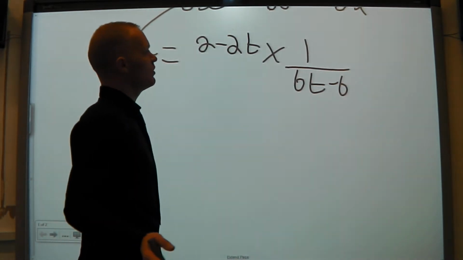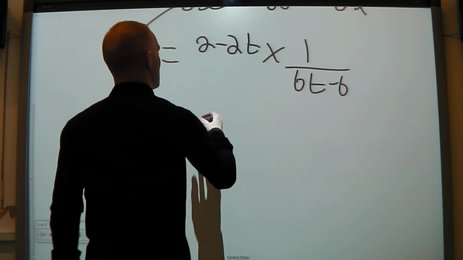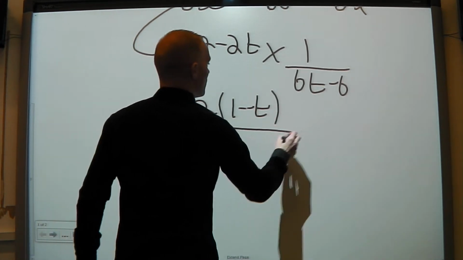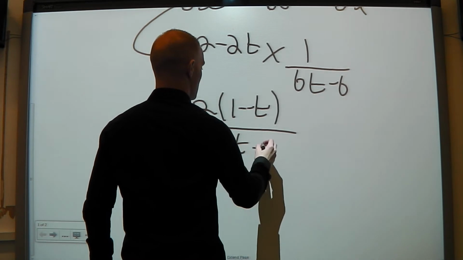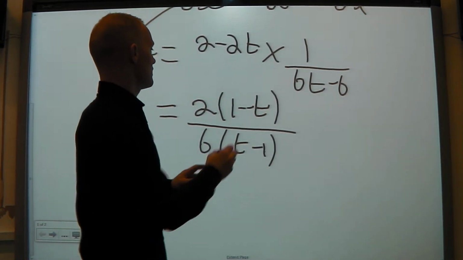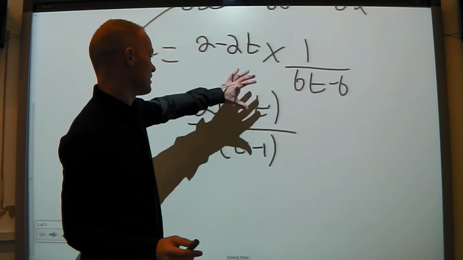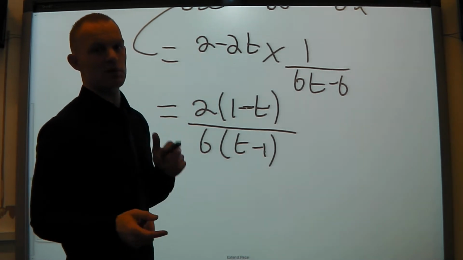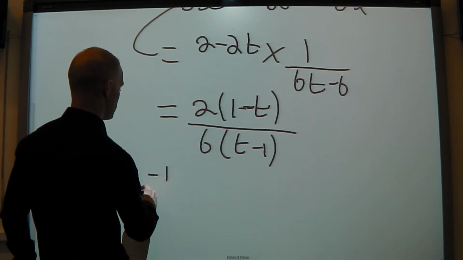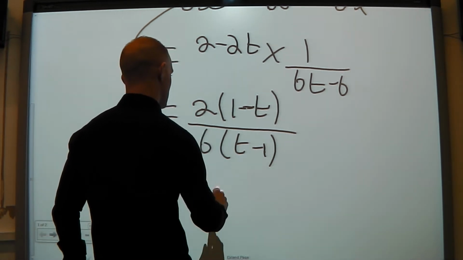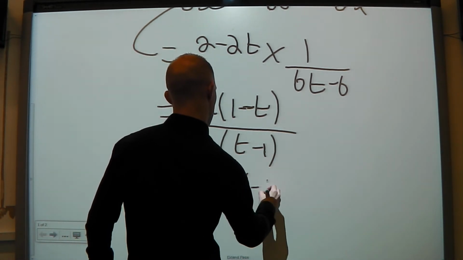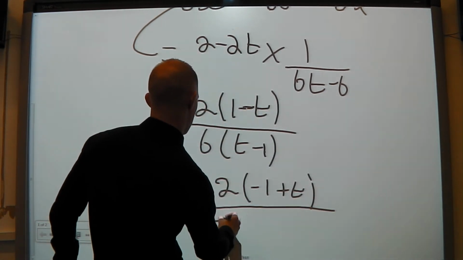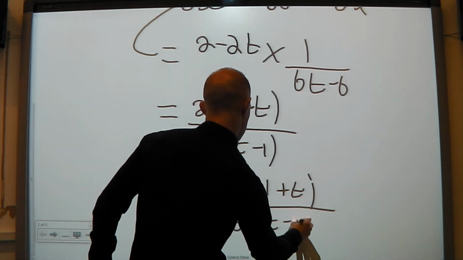Now, we want to take out 2 as a factor at the top and 6 as a factor at the bottom. So that is 2 into 1 minus t over 6 into t minus 1. Now, we can't divide one term by the other because they're not the same term. So without changing it, we're going to multiply above and below by minus 1. So we multiply minus 1 over minus 1, and that is equal to 2 times negative 1 plus t, and then the bottom, we multiply the 6 by negative 1, 6 times t minus 1.